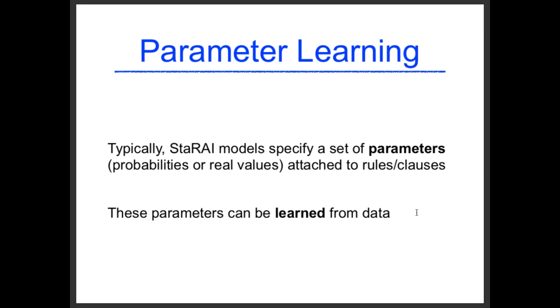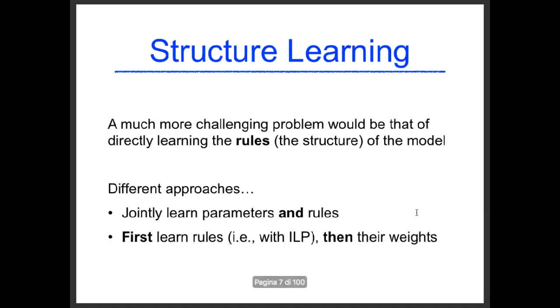So you have, say, a template of a rule, but you do not know whether the rule is always true, or how much it's true. You observe data and you want to get this information from the data. Okay, so that's parameter learning.